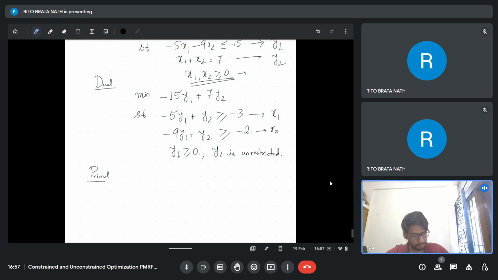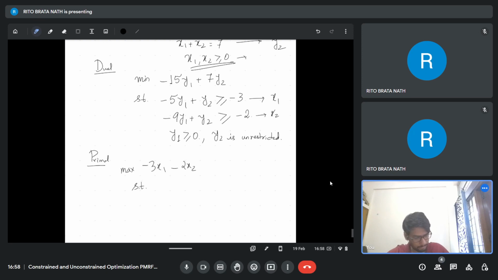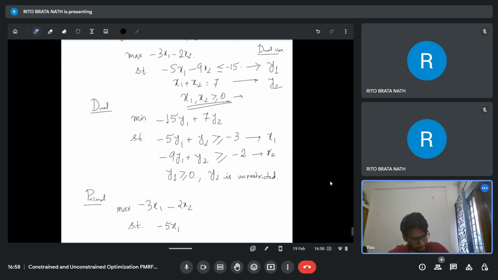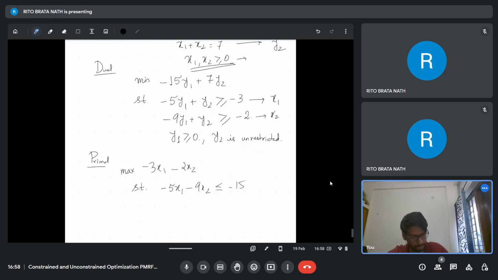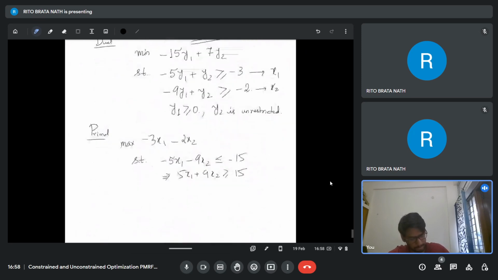So what you can do, it's minus, so it will be max of minus 3x1 minus 2x2 subject to, again, minus 5x1 minus 9x2 less than or equal to minus 15. That means it's nothing but 5x1 plus 9x2 greater than or equal to 15, right? So that was the original one. So that's fine. And that means this one is nothing but min of 3x1 plus 2x2.